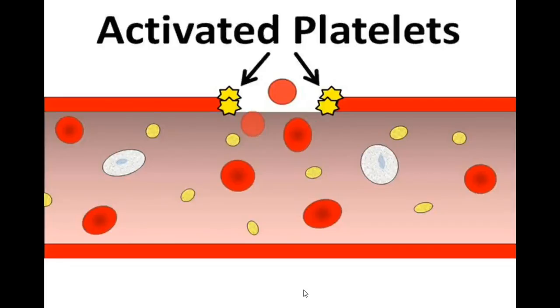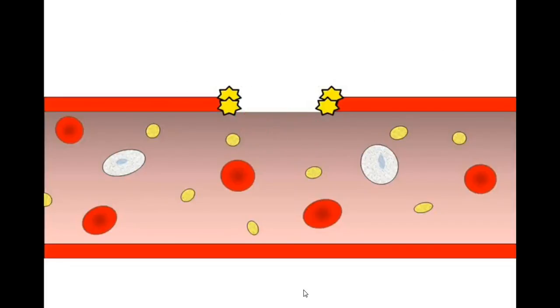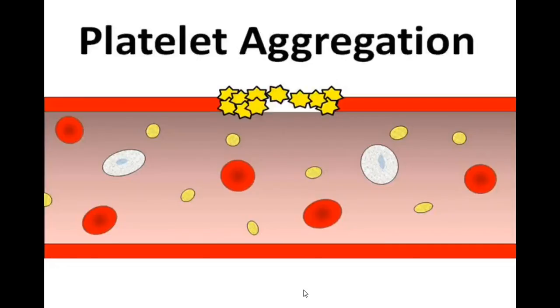These platelets are said to be activated. Additional platelets arrive and begin to stick to one another so that a loose plug is formed. This is called platelet aggregation.